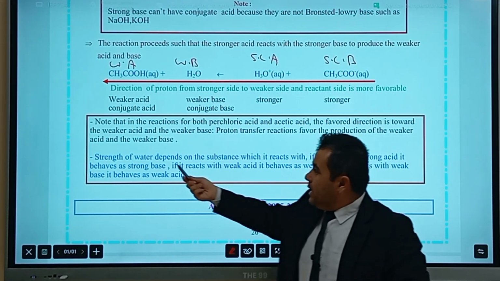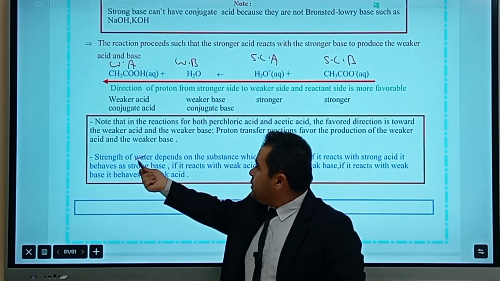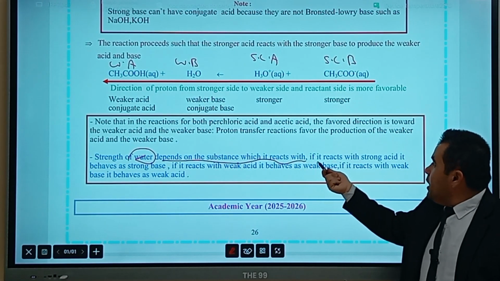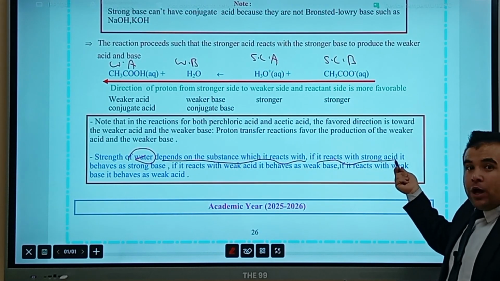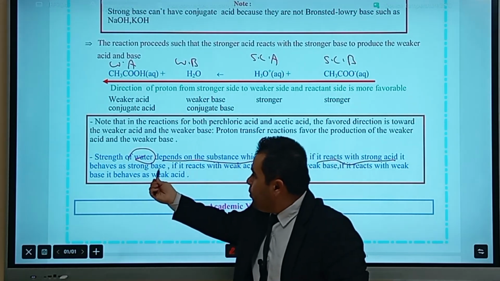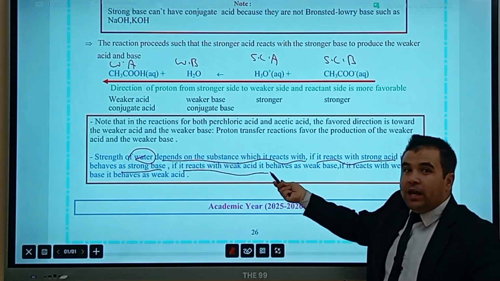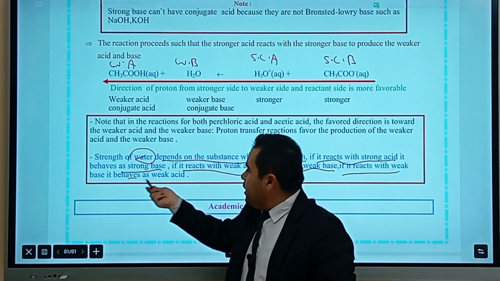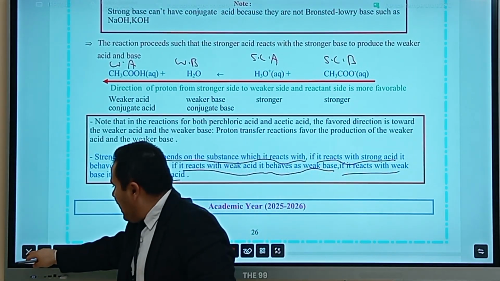The strength of water, guys, I told you, depends on the substance it reacts with. If it reacts with a strong acid, it becomes a strong base. If it reacts with a weak acid, it becomes a weak base. If it reacts with a weak base, it behaves as a weak acid.